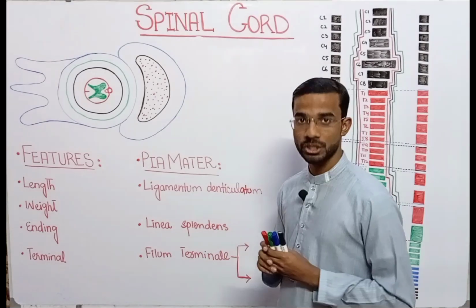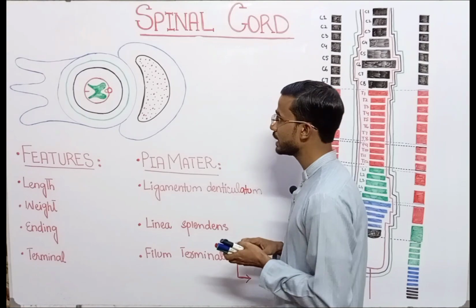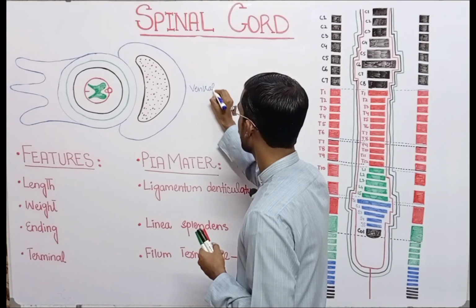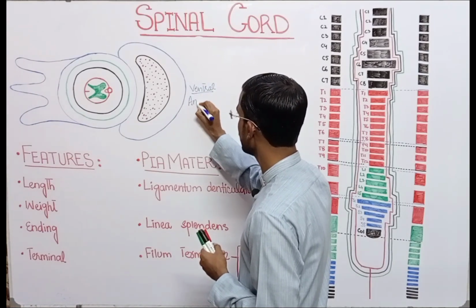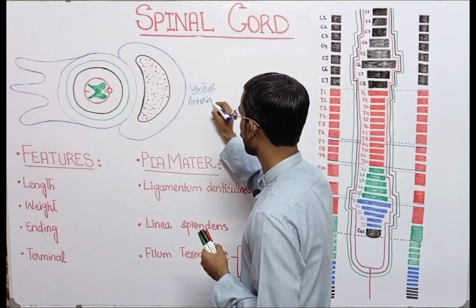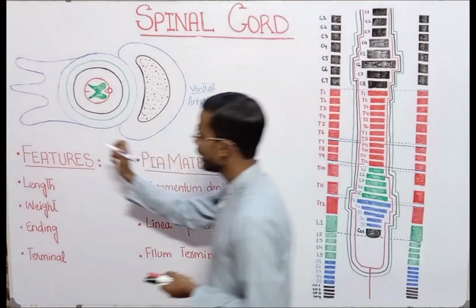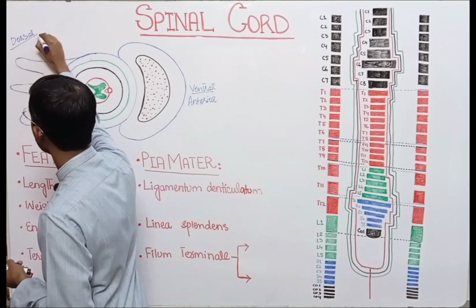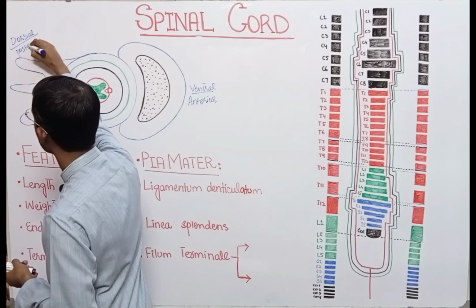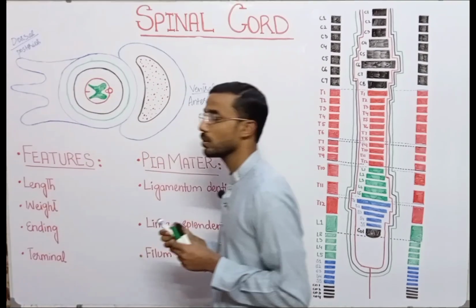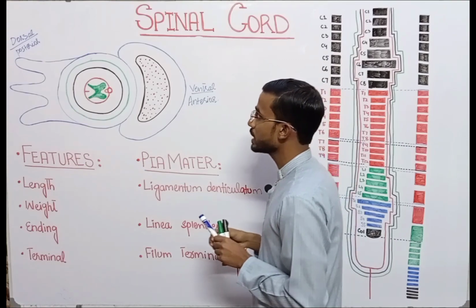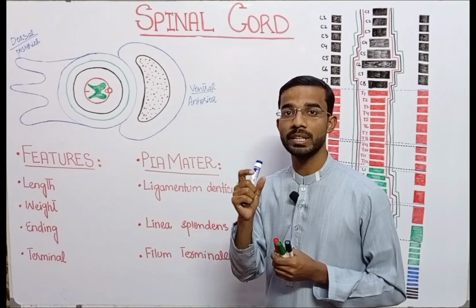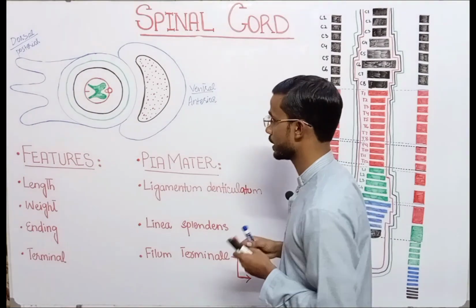Here you can see a section of the vertebral column. In this section, this is the ventral, or you can say anterior, side of the vertebral column. And here you see that this is the dorsal, or you can say posterior, side of the vertebral column. And here you can see these are different projections, and this is the disc which is present between the vertebrae, which is called the intervertebral disc.